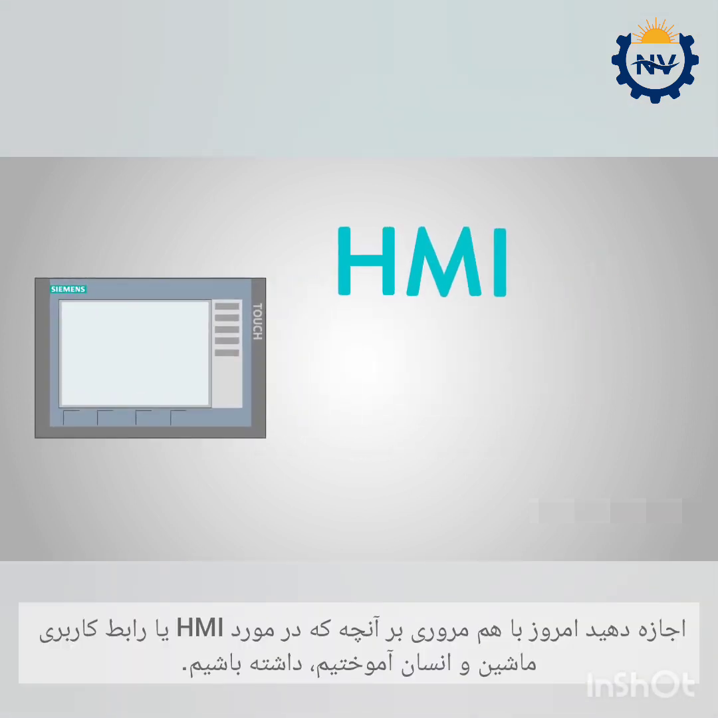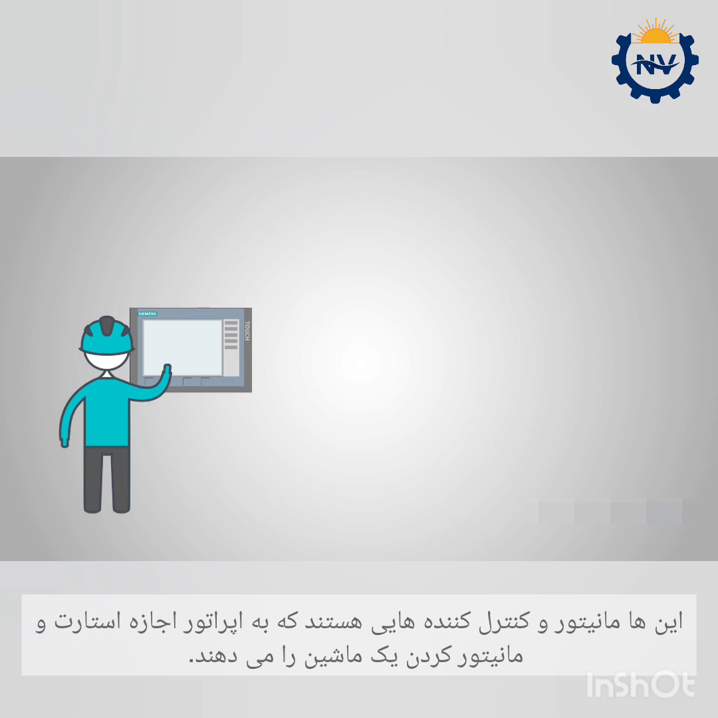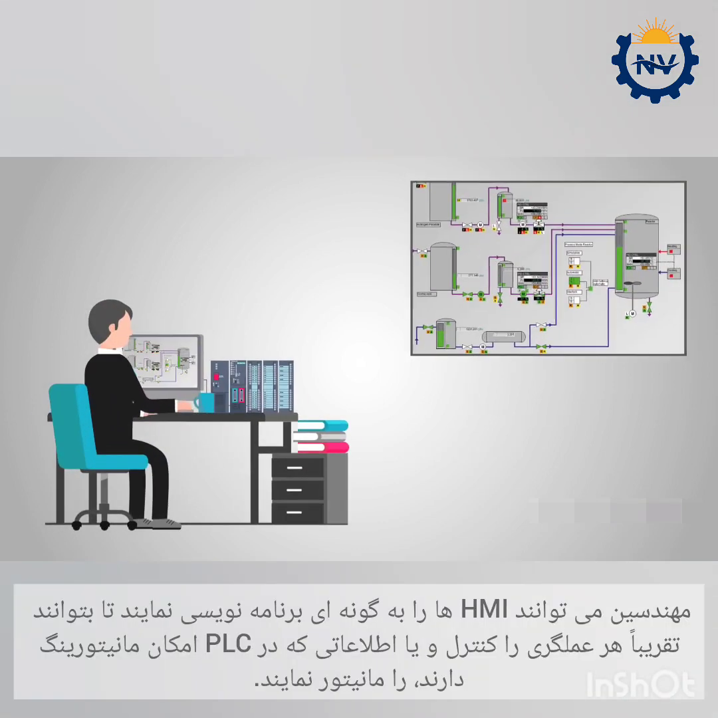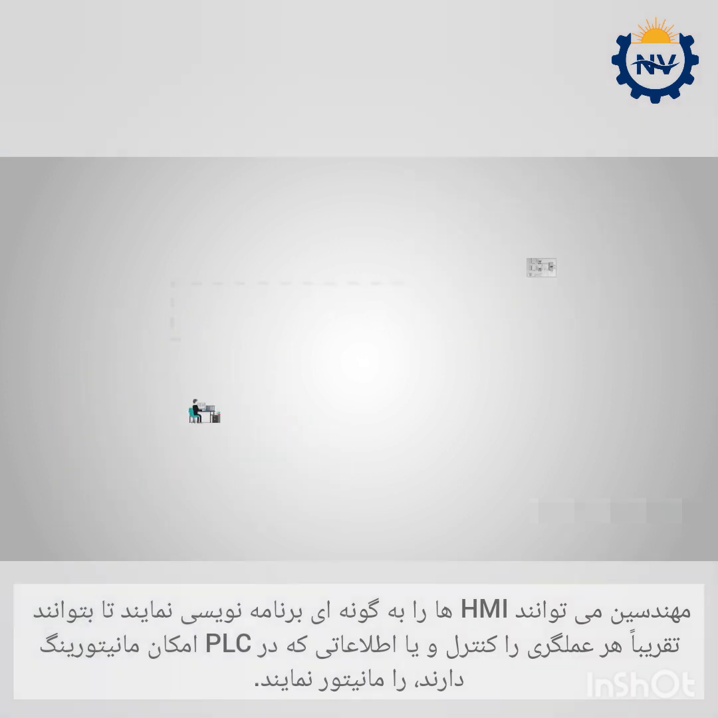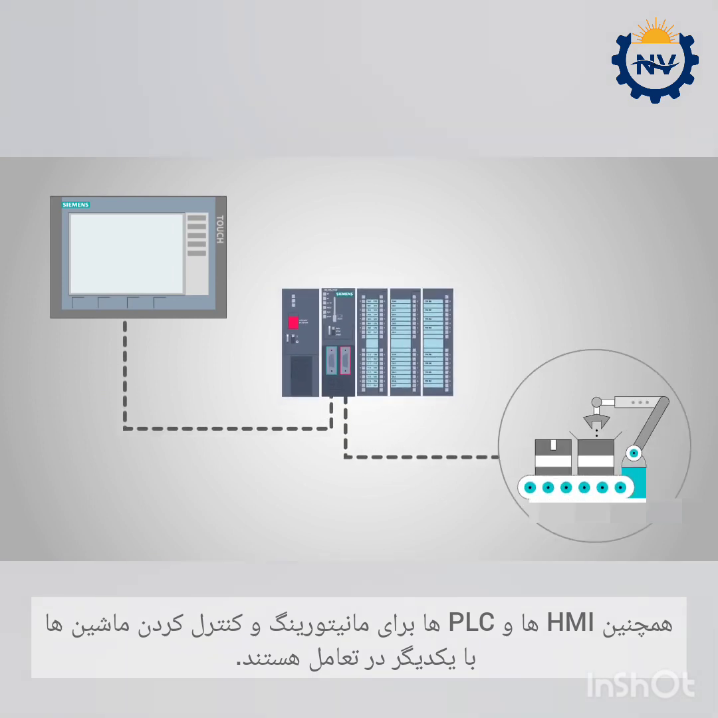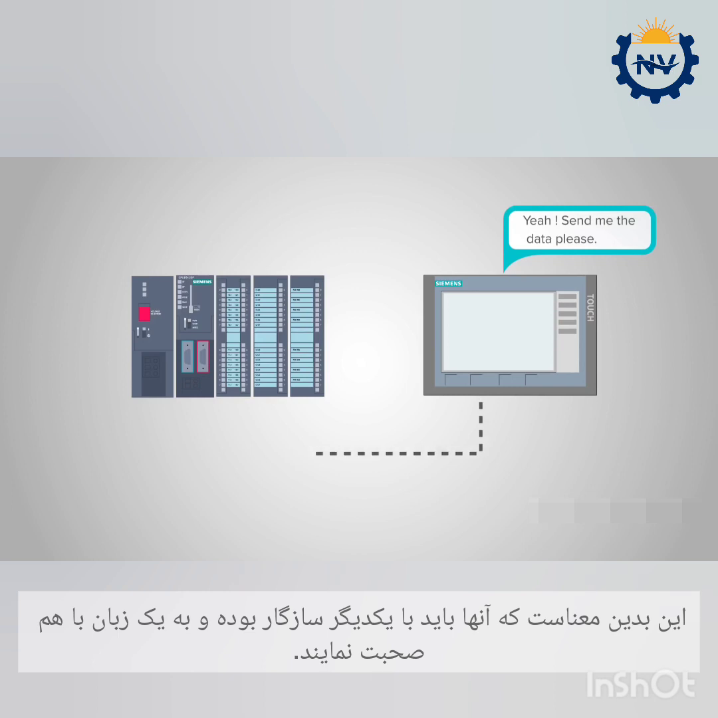Let's review. Today, you've learned some of the basics of an HMI, or human-machine interface. These are the monitors and controls of a machine that allows the operator to run a machine or monitor a machine. Engineers can program an HMI to perform almost any function that can be controlled, or information that can be monitored by a PLC. HMIs and PLCs work together to monitor and control the machine. This means they have to be compatible, and they also have to speak the same language, so to speak.